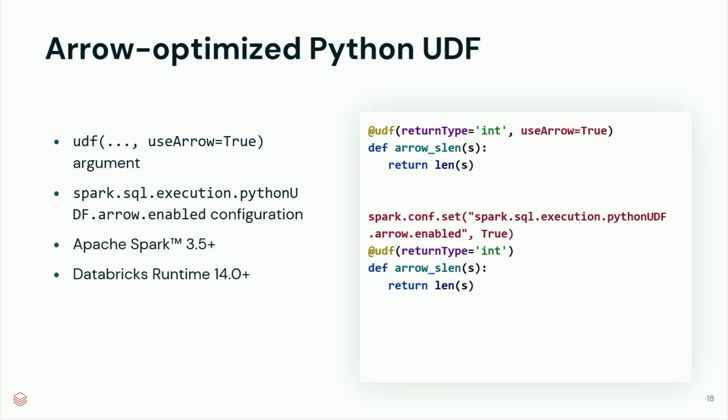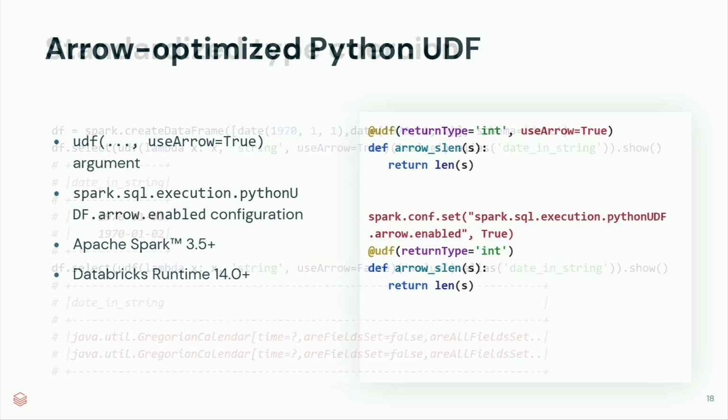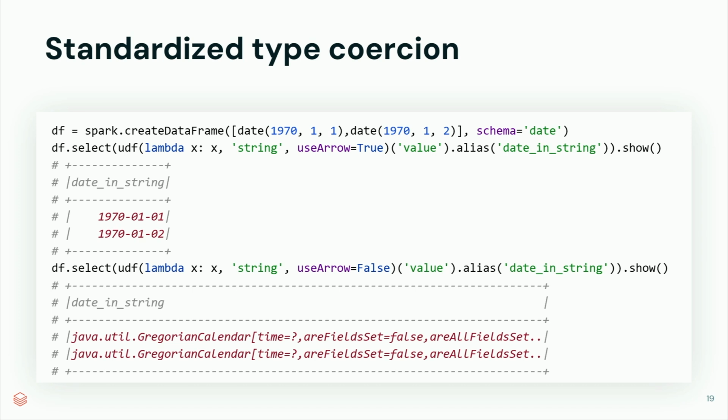For DBR, the Databricks runtime is supported from 14.0. All right, so by using Arrow under the hood, there's actually another benefit. The first one, the top one, is that we are using Arrow. The second one is disabling Arrow.